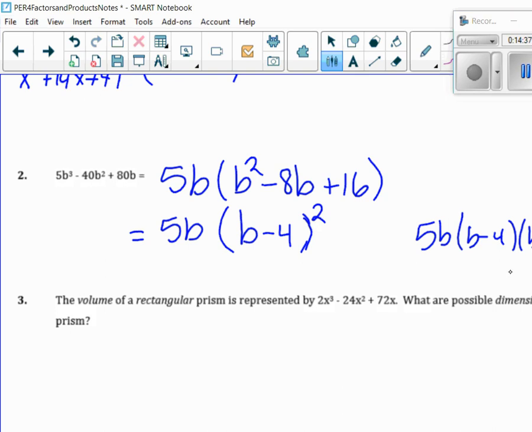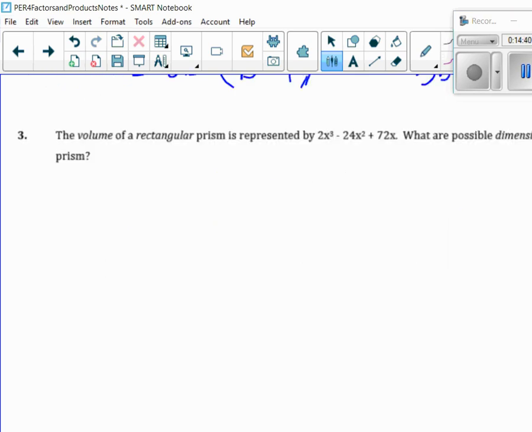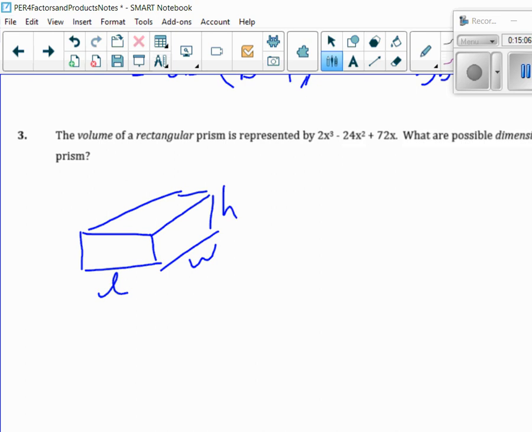Okay. So let's look at number 3. The volume of a rectangular prism is represented by 2x cubed minus 2x squared plus 72x. What are possible dimensions of the prism? So a rectangular prism, how would I figure out the volume of a rectangular prism? Do you know what a rectangular prism looks like? It's like a box, essentially, like that. And we have a length, a width, and a height for the volume. So how would I figure out what possible dimensions this would be? Yeah, you need to figure out what times what gives you that.